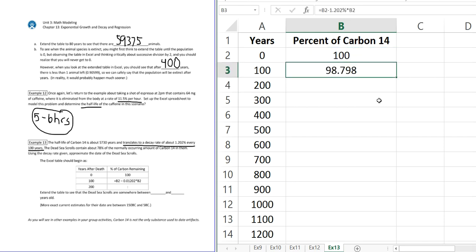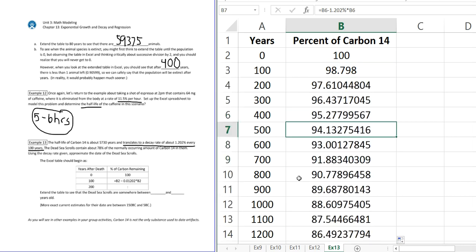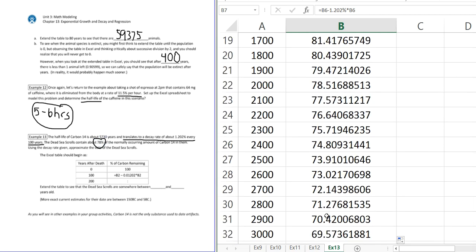So after 100 years, they would contain about 98.8% of what there should have been initially. So let's extend that one formula cell down. We are looking for the fact that they contain 78% when tested, so we want to see in Excel when they get to 78%. Here's where that would occur. In 2,000 years, we have a little over 78%. In 2,100 years, we have a little under 78%.